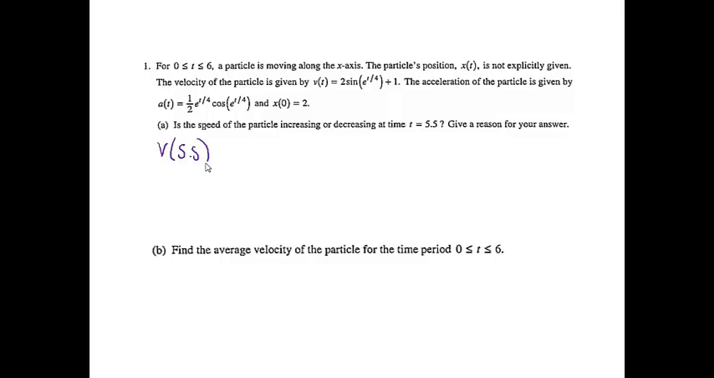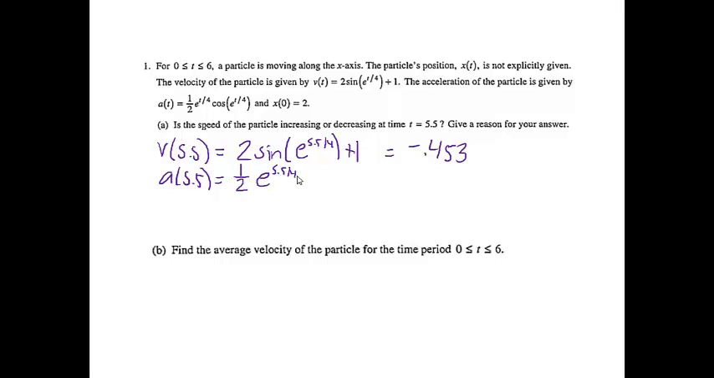So we're going to find the velocity at time equals 5.5, which means we're going to go into our velocity equation, and plug in 5.5 for the t. And when we do that, we will get negative 0.453. All right, and then we'll find the acceleration at 5.5. We'll plug 5.5 into the t. So we'll get 1/2 e^(5.5/4) cos(e^(5.5/4)). This might be the trick, just typing that into your calculator. When you do that, you'll get negative 1.359.